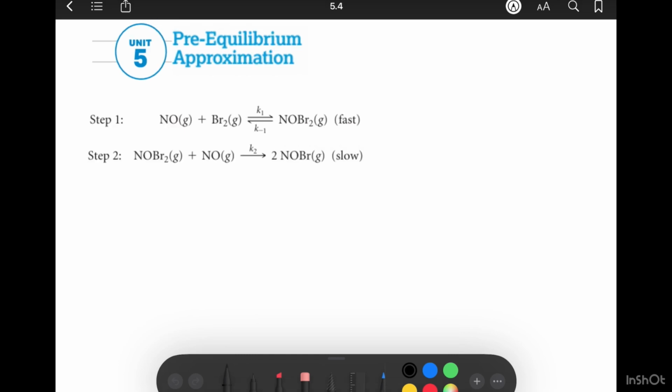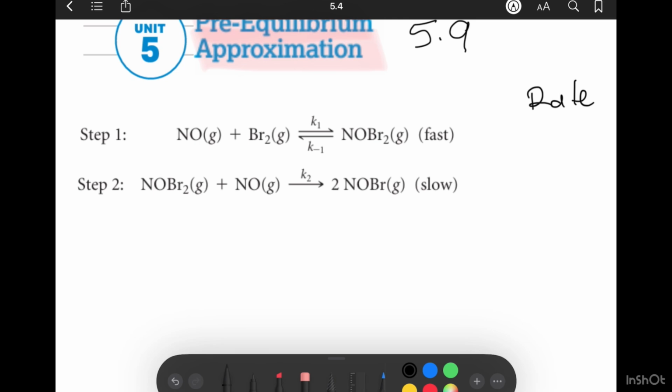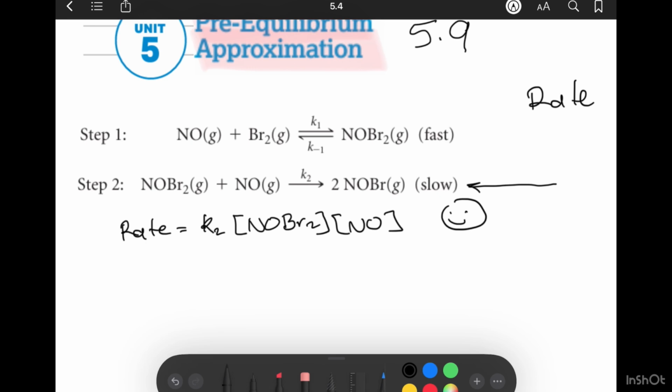Today, let's start with section 5.9, which is the pre-equilibrium approximation. We're going to write the rate law for the reaction. If we look at the rate, we usually use the slow step, which is really good. So I write the rate law: we have k2, the rate constant, times the reactants NOBr2 and NO. And now you feel happy and you're done, because this is the slow step and we wrote the rate law. But you have to keep in mind something.